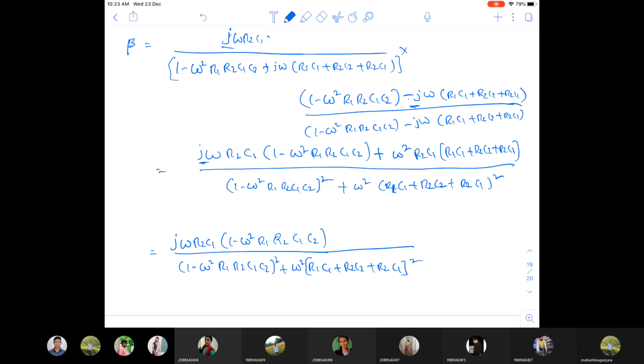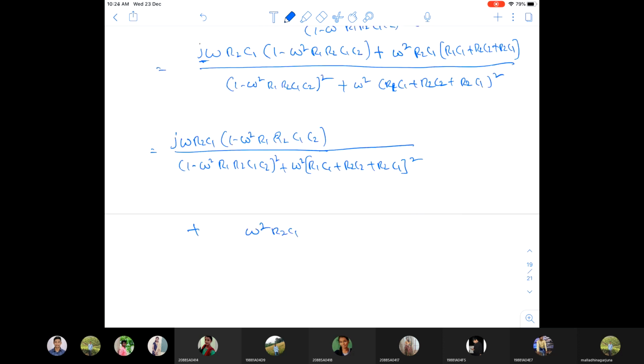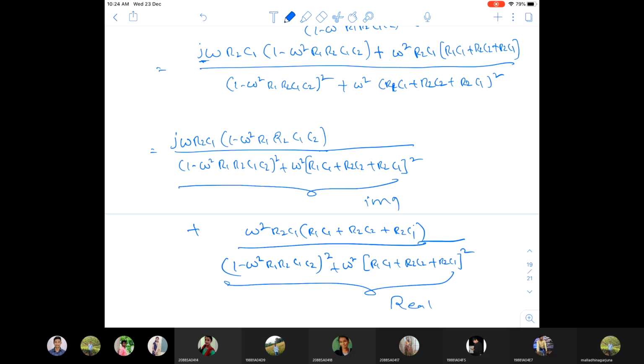Okay, this is imaginary, and the real part is omega square r2 c1 into r1 c1 plus r2 c2 plus r2 c1, divided by 1 minus omega square r1 r2 c1 c2 whole square plus omega square r1 c1 plus r2 c2 plus r2 c1. Okay, now this is imaginary and this is real.